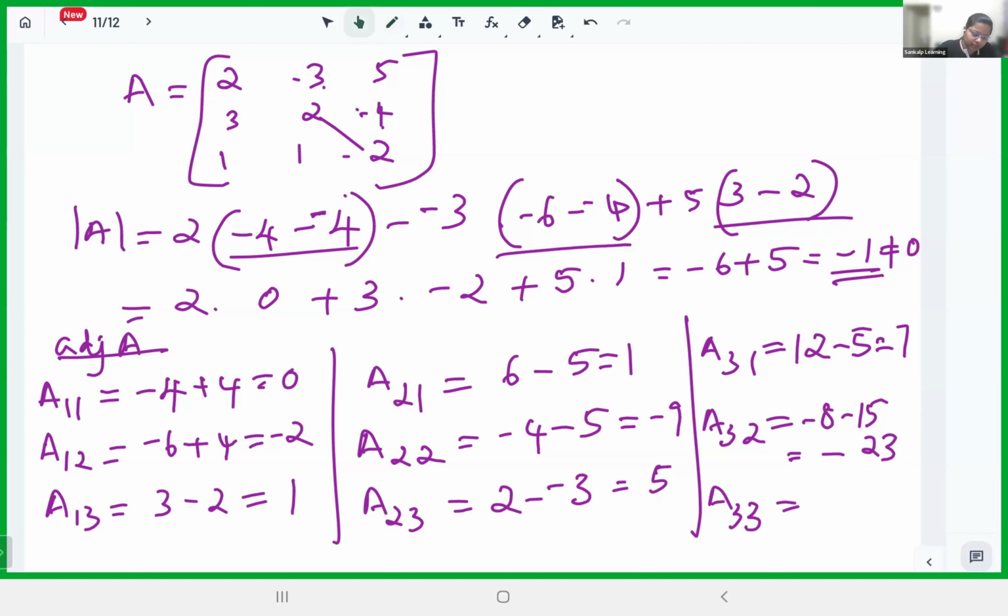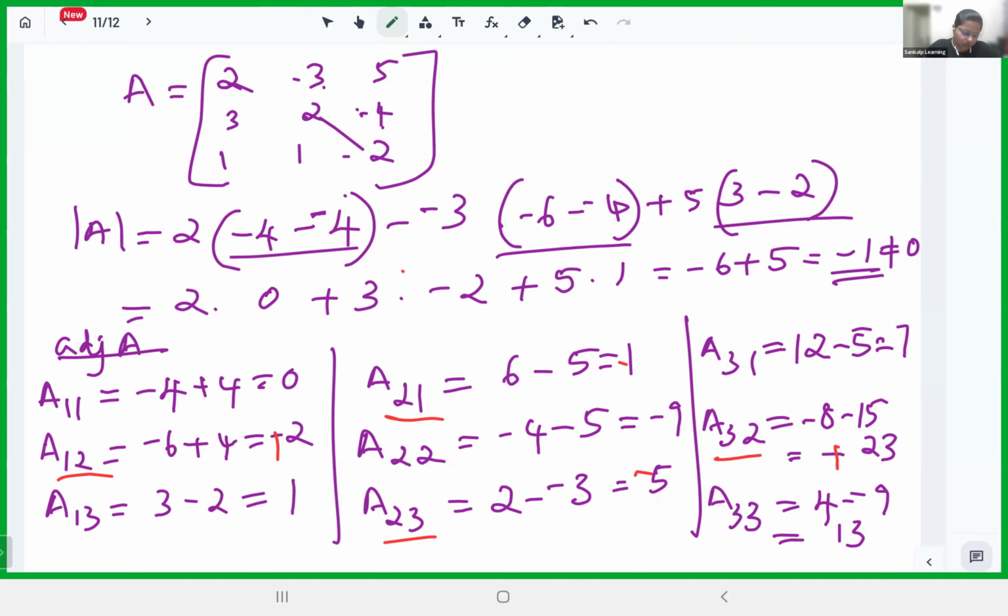Now, what is A33? A33 means you have to delete the third row and third column. So it is 2 into 2 is 4. Then minus 3 into minus 3 is minus 9. So 4 plus 9 is equal to 13. So here you can see 1 plus 2 is 3, so you need to change this one. 2 plus 1, 3, so this will become minus 1. This also will change the sign. And here 3 plus 2, this will change the sign.